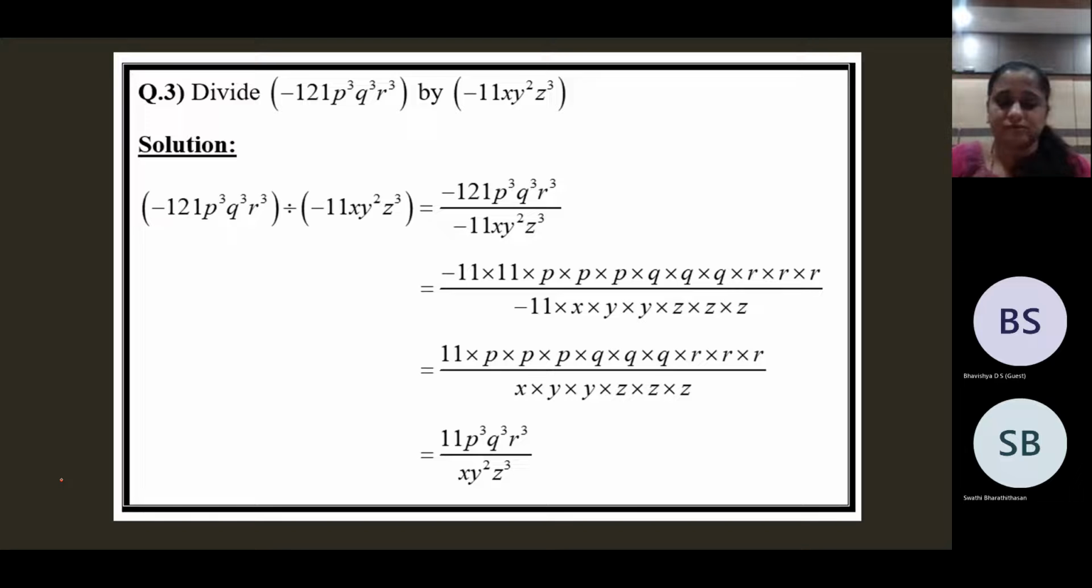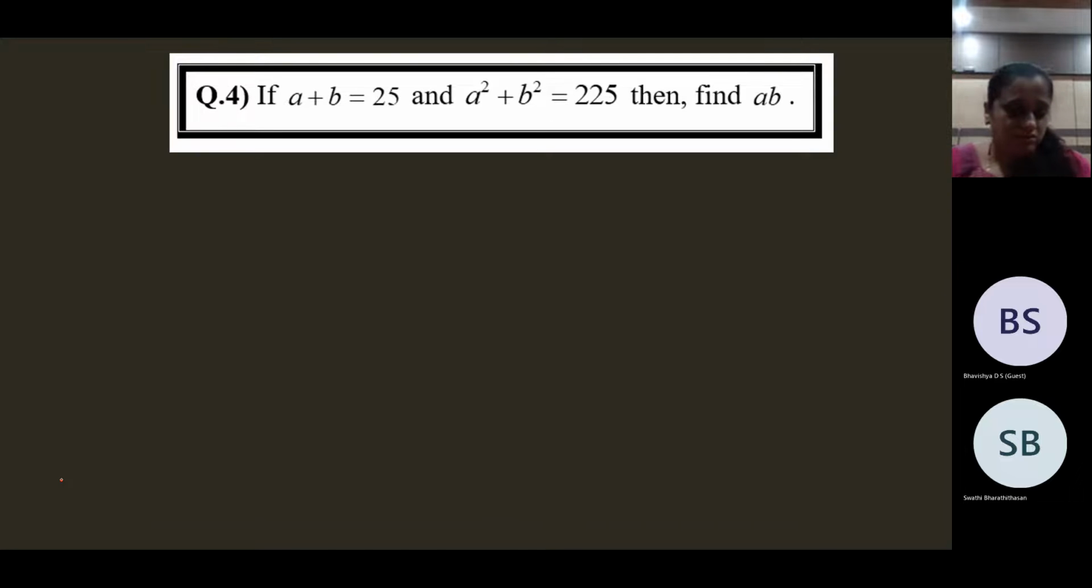1 1 1, both of you. So Bhavishya has got 200, and Swati has got 200.